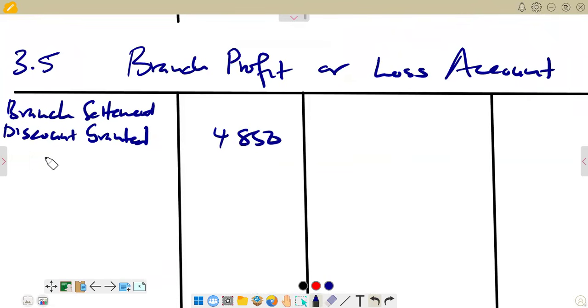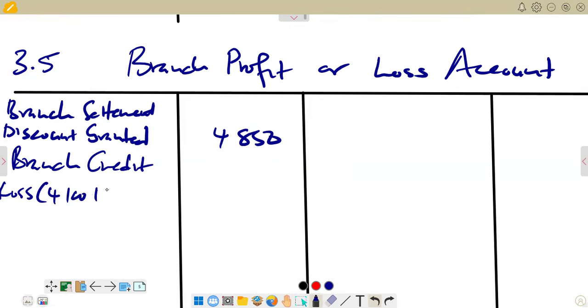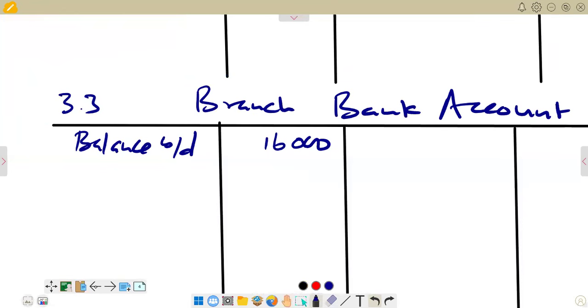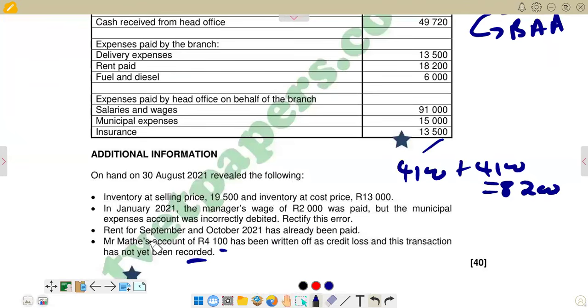So now here there's 8,200. We are saying branch credit loss. 4,100 plus 4,100 is 8,200. So this is what we have on the debit side. Then we can go and check the next transaction. Right, on the next transaction, let's try to see.